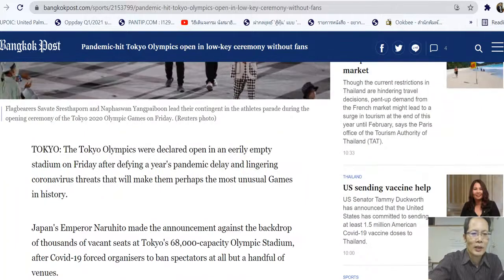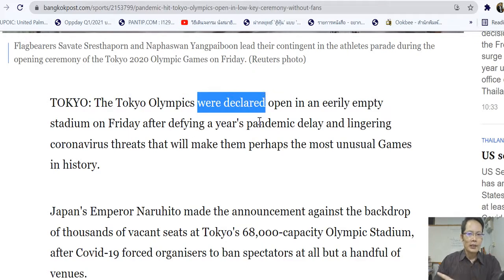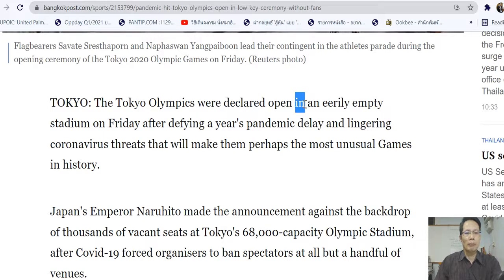Now it's here, the Olympic Games opening ceremony in Tokyo. The Tokyo Olympic Games right now. See this one? The word declared, passive voice, later, a clear explanation in proposition number 6. Eerily means weak, empty stadium. Eerily, look up, ly here, is an adverb. Empty, adjective, and stadium is a noun.